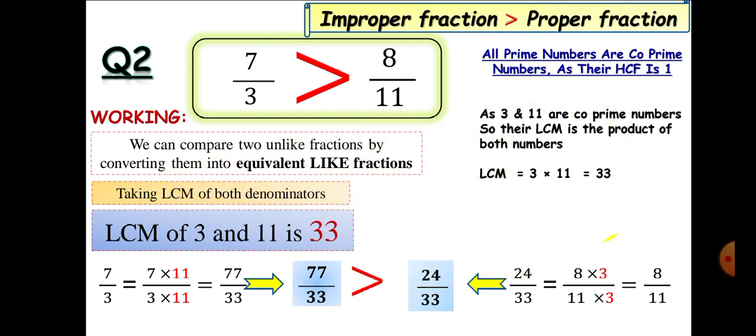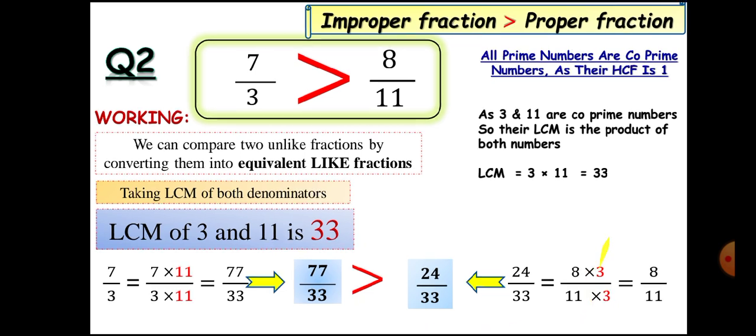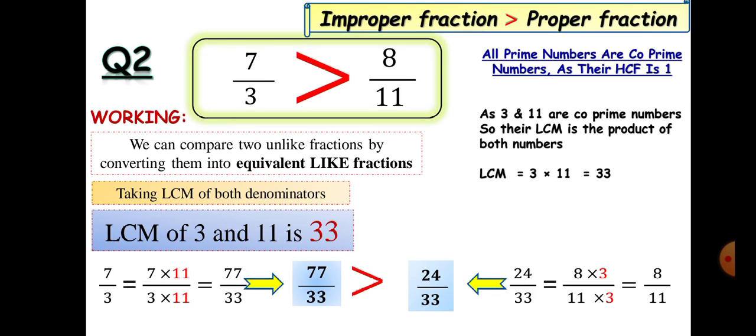So as you know, these both are co-prime numbers, so we have to take their product, their LCM. That means 3 multiplied by 11 equals 33. Then 7/3, this fraction is going to be multiplied by 11, you're going to get 77/33. And then 8/11, this is going to be multiplied by 3, you're going to get 24/33.